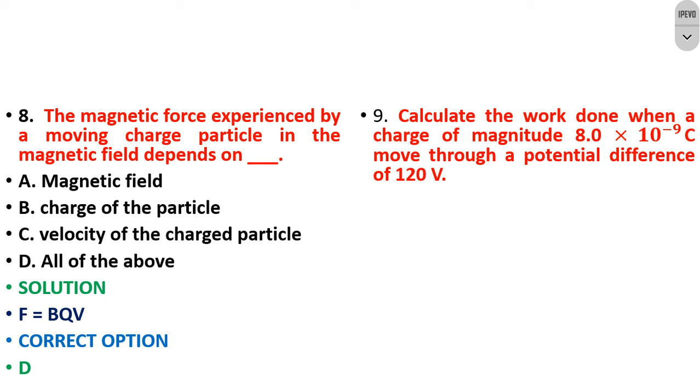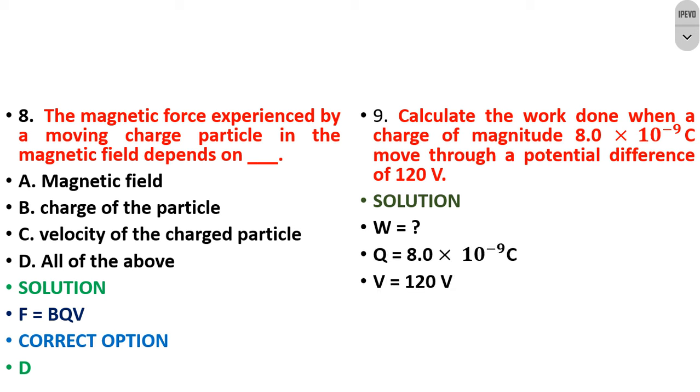Question 9 says, calculate the work done when a charge of magnitude 8 times 10 to the power minus 9 coulomb moves through a potential difference of 120 volts. We have to find the work done. The charge is given. The potential difference is given. And then we have the expression W equals 1/2 QV. When you substitute 8 times 10 to the power minus 9 coulomb in place of Q, and then 120 volts in place of V, you will get this expression, 4.8 times 10 to the power minus 7 joules.